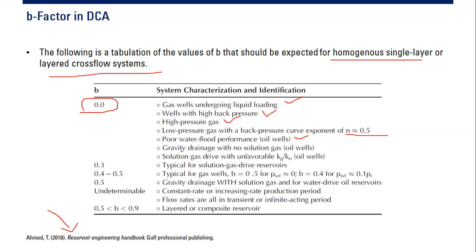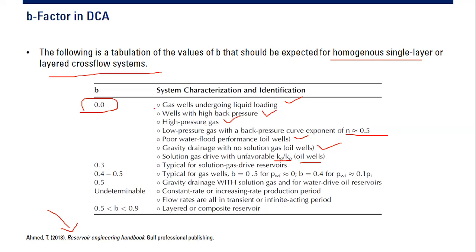And then gravity drainage with no solution gas, or solution gas drive with unfavorable kg over ko, still in the oil well case. If you have this case, then your production trend will be closer to B equals 0, or exponential decline. So I think that's all.